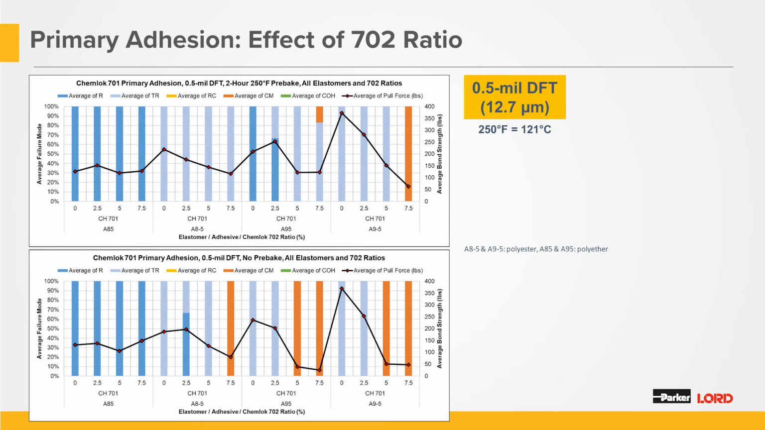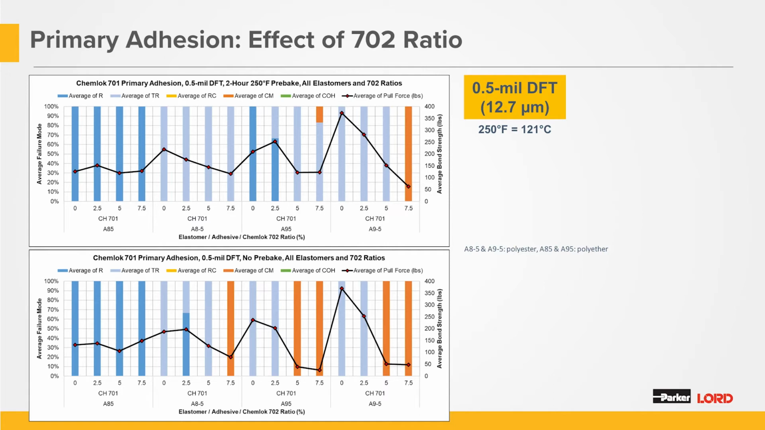This first series of charts are presented to show the effect of Chemlok 702 ratio on the bond performance for primary adhesion testing. We'll look at charts both with and without a pre-bake for each of the 3 dry film thicknesses tested. These first 2 charts represent a fixed dry film thickness of 0.5 mil, or about 13 microns. The top chart is the data with a pre-bake, and the bottom chart is the data without a pre-bake.